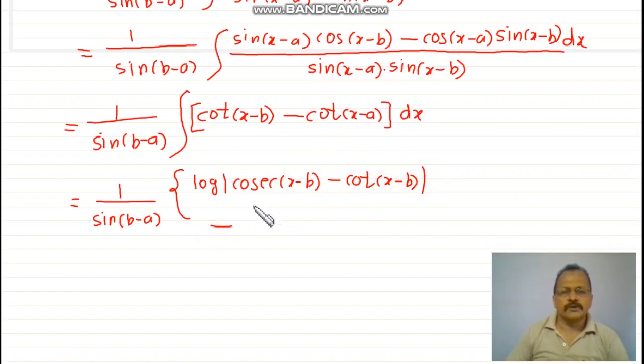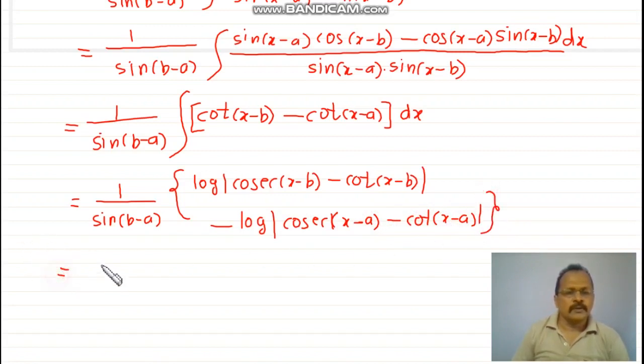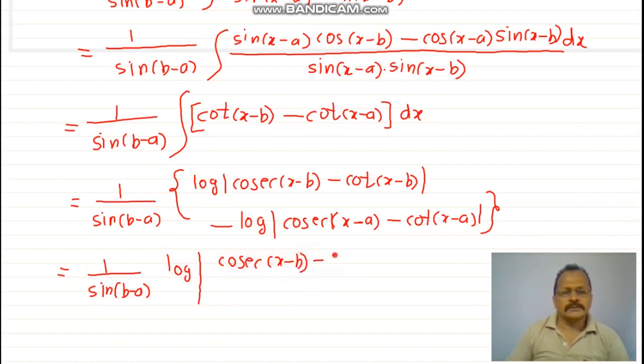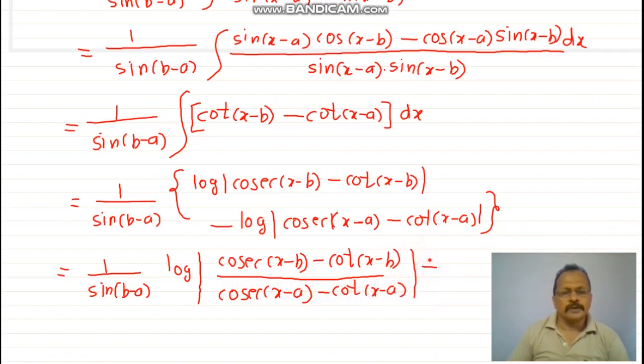Minus integration of this, again using the same formula, log mod cosec(x minus a) minus cot(x minus a), equal to 1 upon sin(b minus a) into log of mod cosec(x minus b) minus cot(x minus b) divided by cosec(x minus a) minus cot(x minus a) plus c. I should write c at this step only.